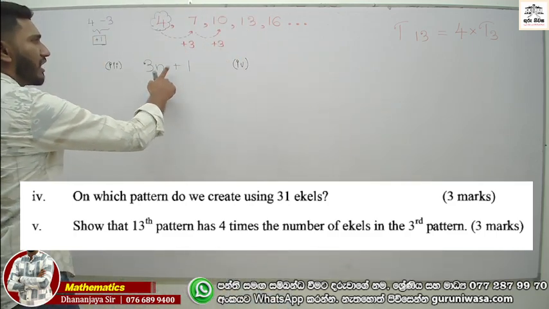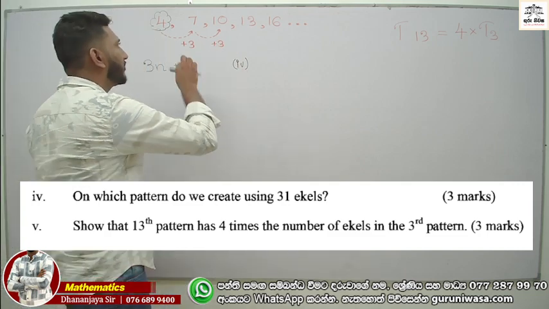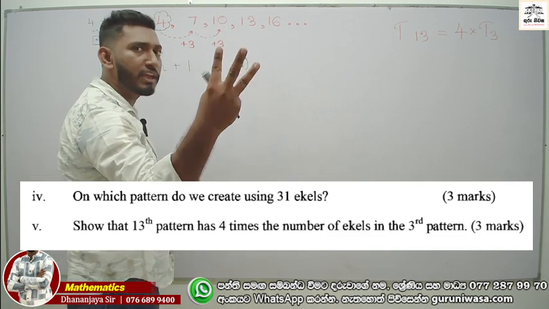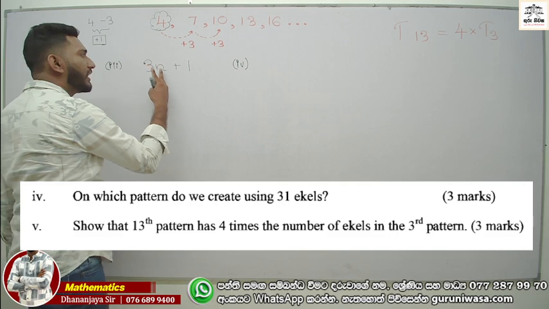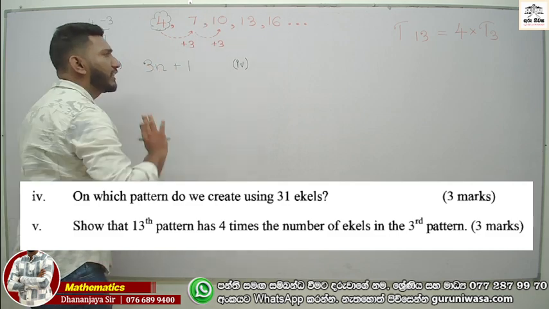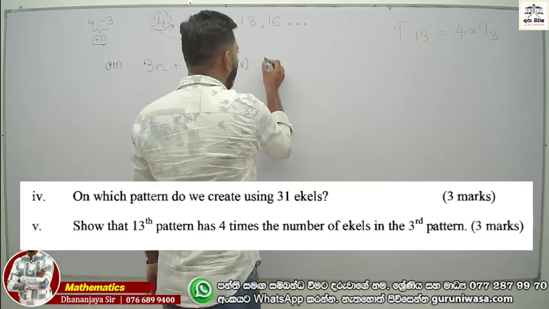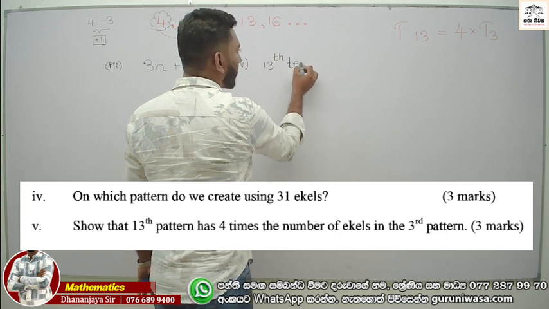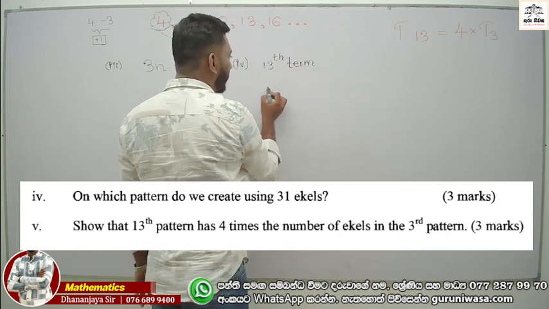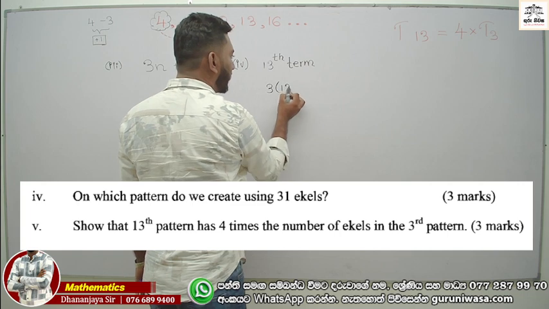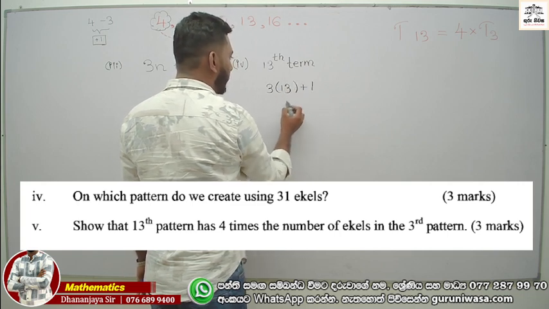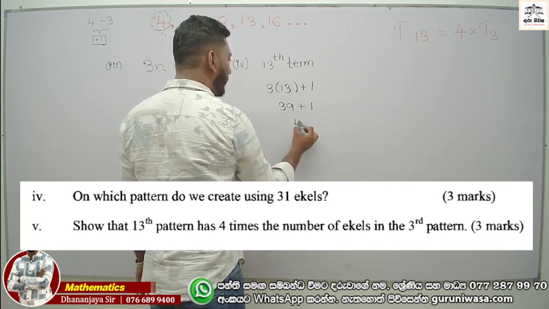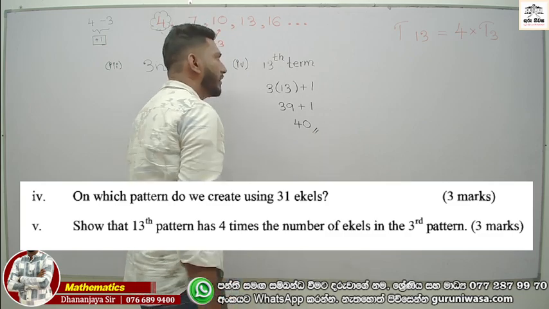Substitute 13 in place of n, right? Now look at this. How to find the third term? You need to substitute 3 into the n. 3 times 3, 9. 9 plus 1, 10. Yeah, that's correct. Now T13, this is the 13th term. How to find the 13th term? 3 times 13 plus 1. Now 39 plus 1, it should be 40.